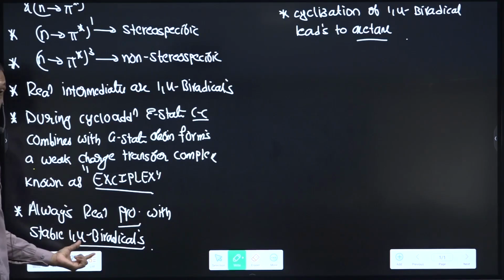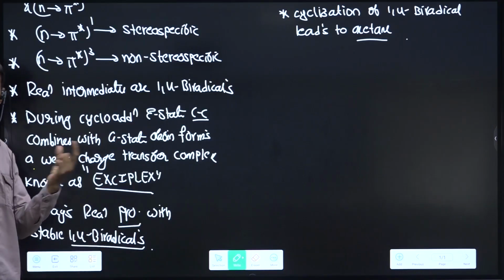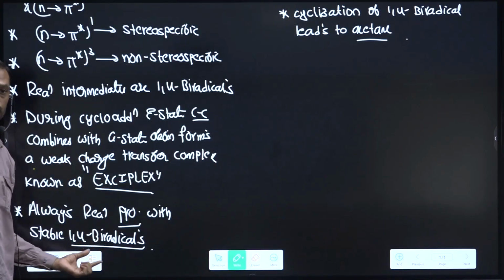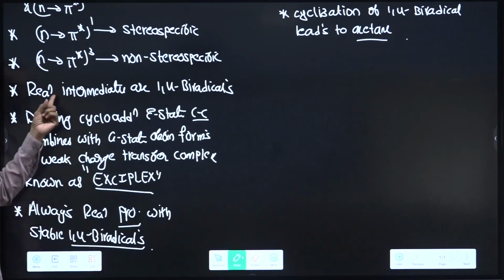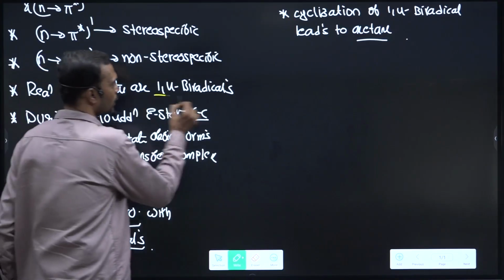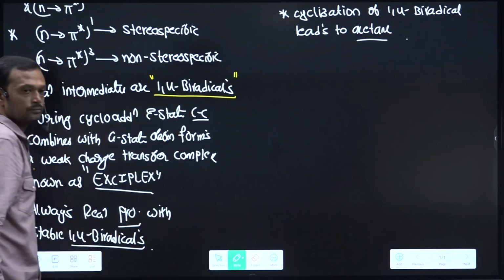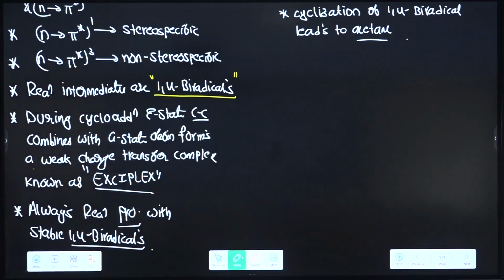So these biradical concepts are very important. Many concepts with 1,4 biradicals will come. You try to remember the intermediates. Every time you need to focus on what kind of intermediates are possible in that system. Intermediate: exciplex. What is the meaning of exciplex?